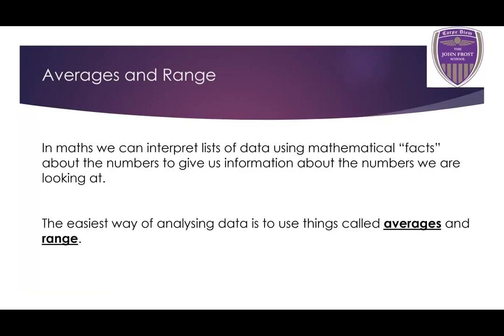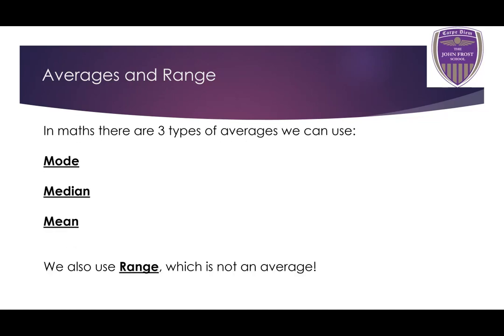In maths, we can interpret lists of data using mathematical facts about the numbers to give us information about the numbers we're looking at. The easiest way of analysing data is to use things called averages and range. In maths, there are three types of averages we can use. These are called mode, median, and mean.